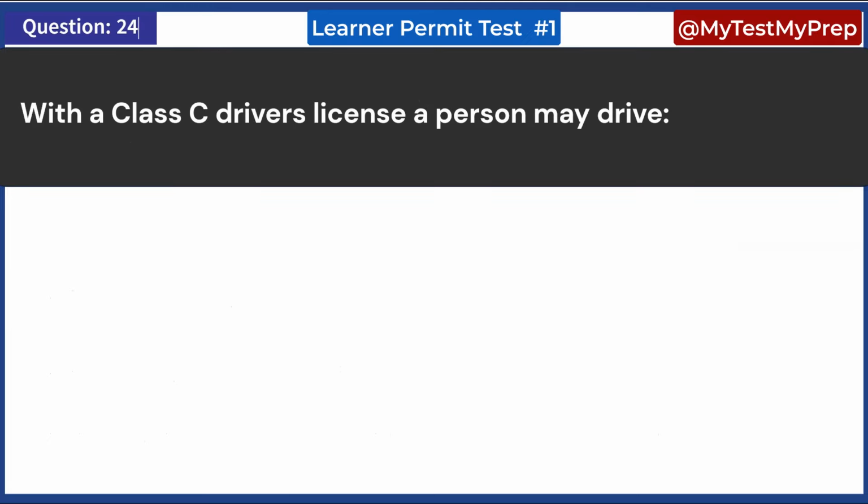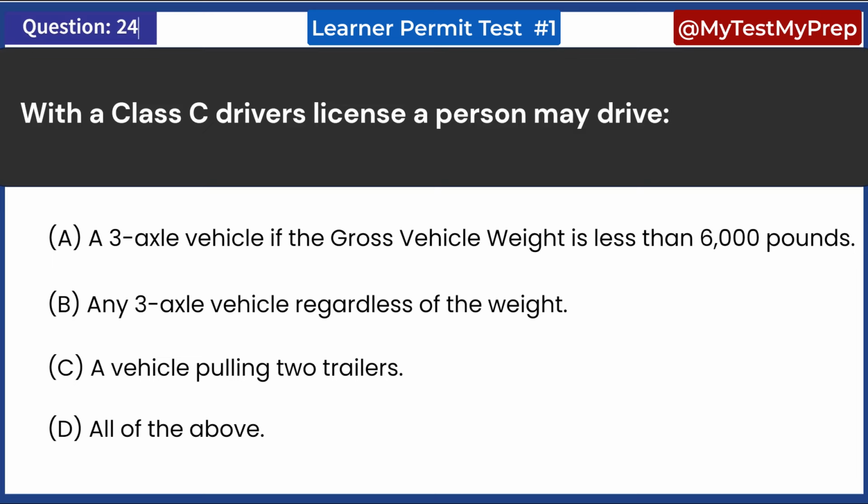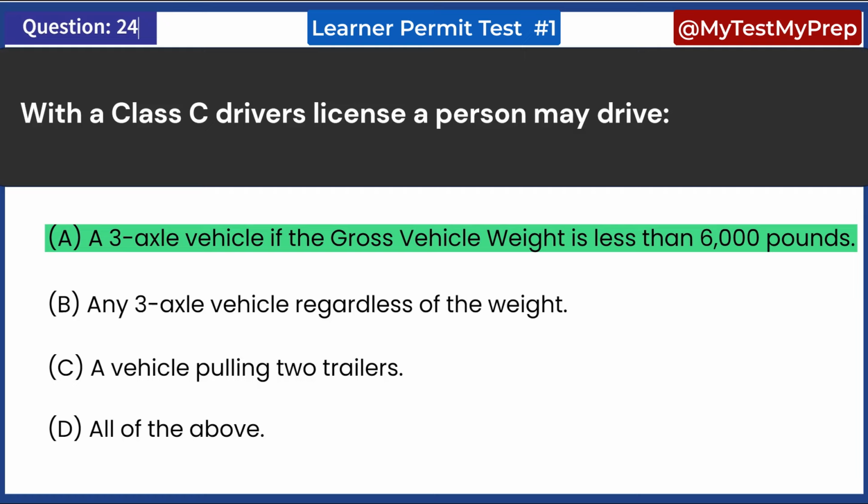With a Class C driver's license, a person may drive: A. A 3-axle vehicle if the gross vehicle weight is less than 6,000 pounds. B. Any 3-axle vehicle regardless of the weight. C. A vehicle pulling 2 trailers. D. All of the above. Answer: A. A 3-axle vehicle if the gross vehicle weight is less than 6,000 pounds.